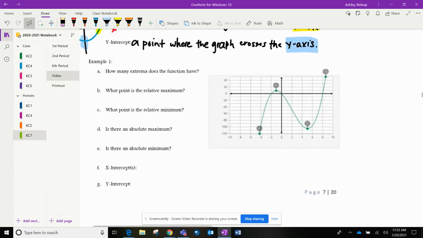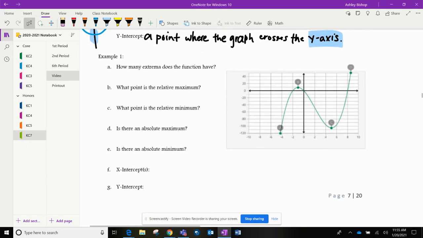All right, so jumping into this example right here, we've got a graph and it says how many extrema does the function have? Extrema is any maximums and minimums. So how many maximums and minimums do we see in this graph? Well, I see a maximum.